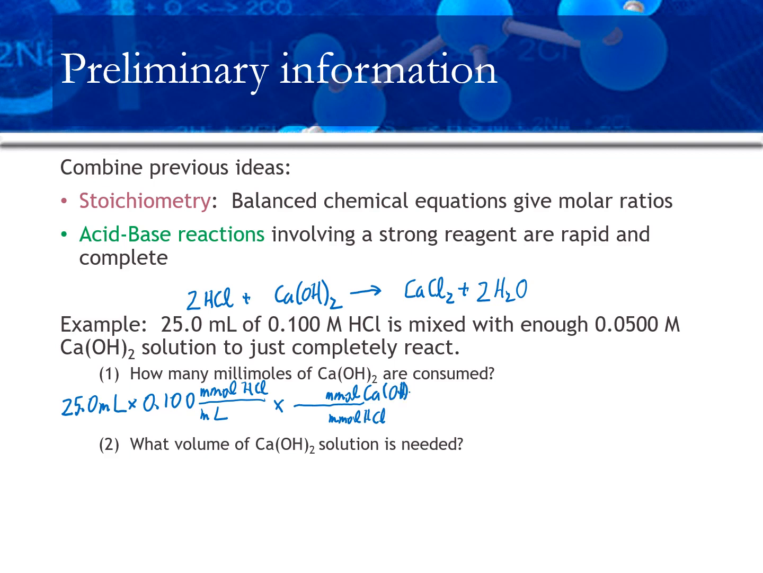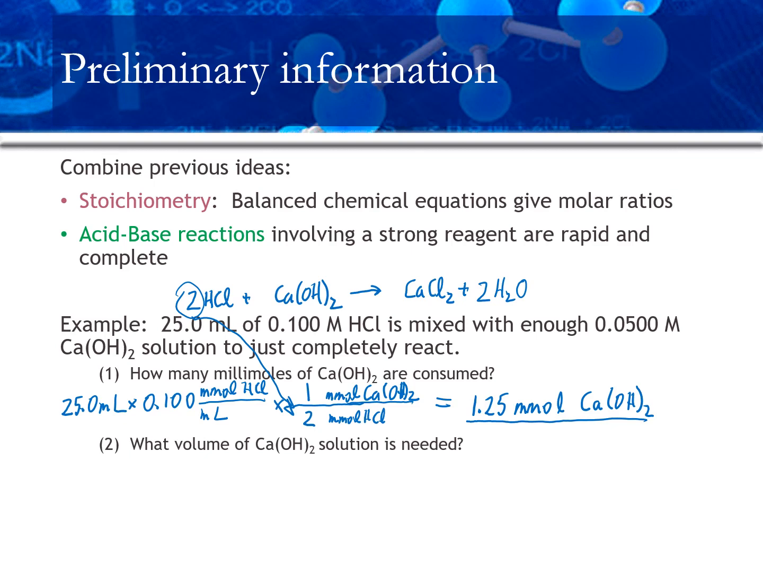Hopefully that's not too small to read. Sorry, a little bunched up. And I get those numbers from my balanced chemical equation. Right, the 2 goes with the HCl, and a 1 goes with the calcium hydroxide. So I take 25, I multiply by 0.1, I divide by 2, and I get the answer, 1.25 millimoles of calcium hydroxide. Three significant figures.